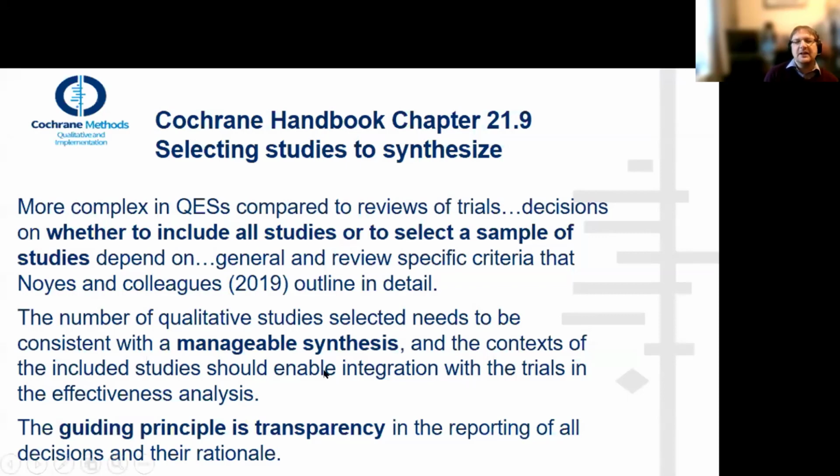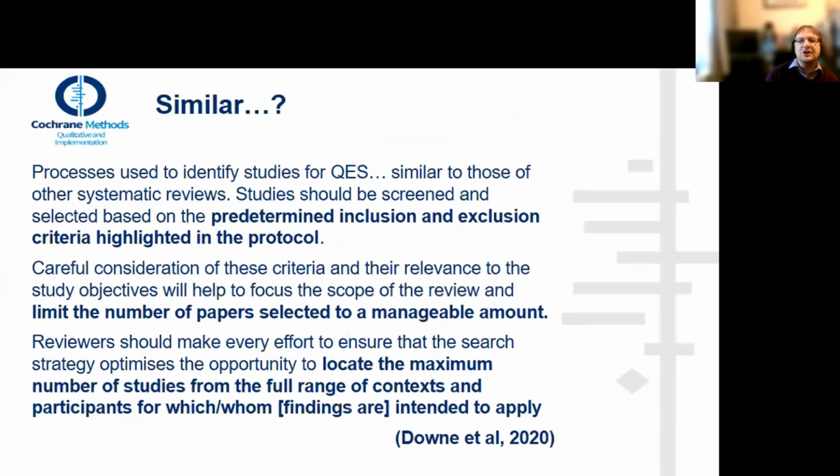It's no good having hundreds of studies if you're not going to be able to bring those together into a sensible collective product. But again, the guiding principle is transparency and being able to account for all stages of the decisions, but importantly also stating their rationale. Because it's very easy but wrong to just copy the methods used in other reviews without thinking about their rationale.